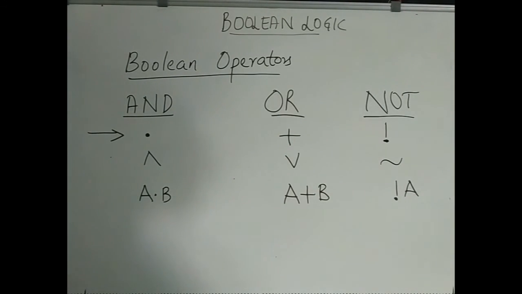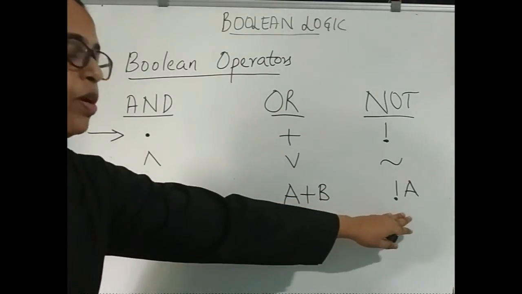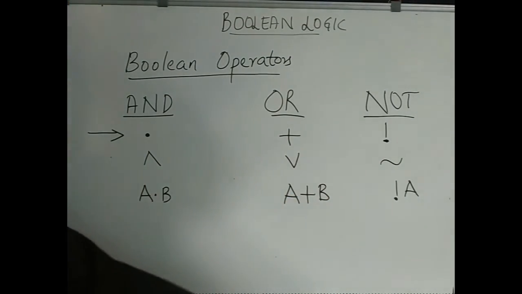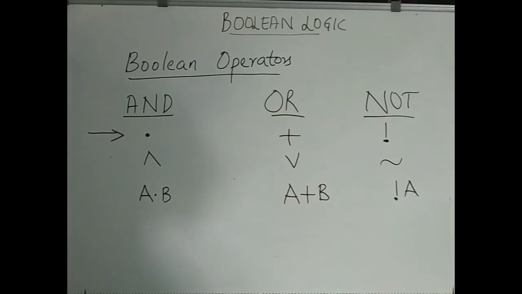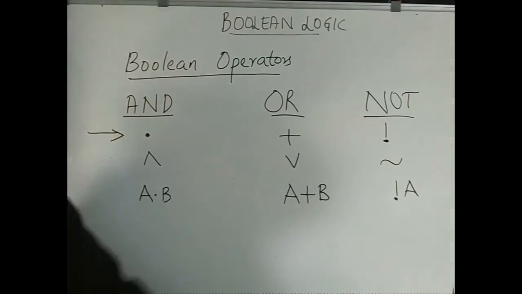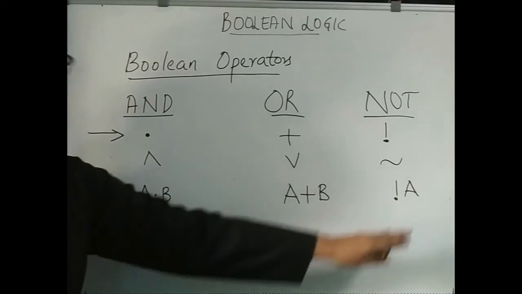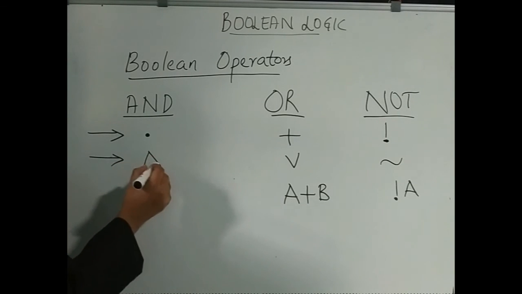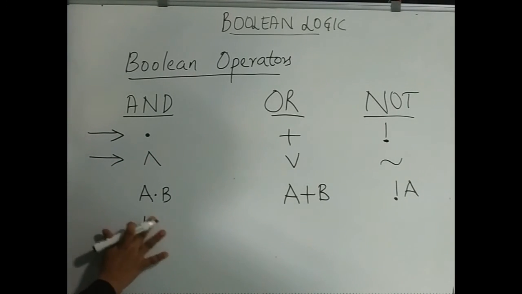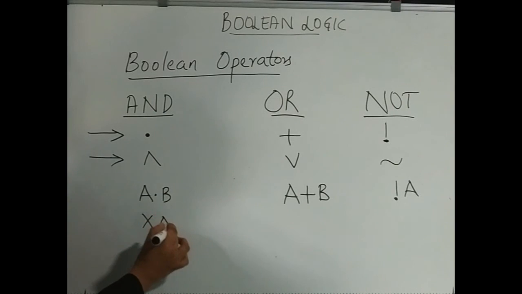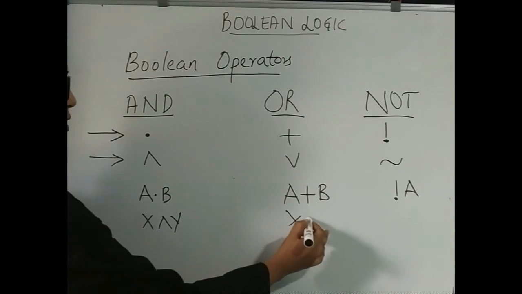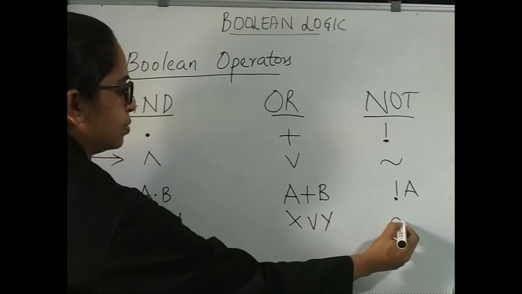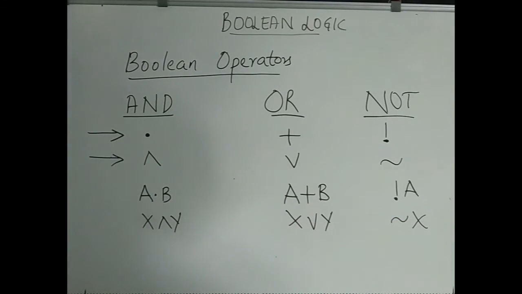Just understand that for NOT there will be only one operand. A, B, and C are also called operands. There will be only one operand, or only one Boolean variable. Next, I'll write some examples using these signs. So I'll take X and Y. X and Y. X or Y. Okay, so this is how you write examples for the Boolean operators.